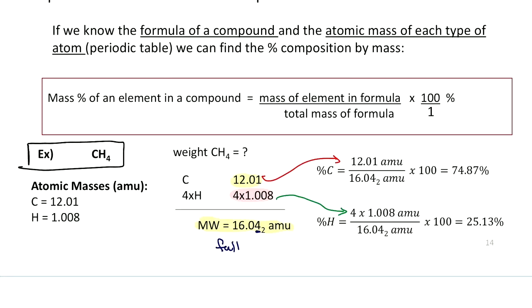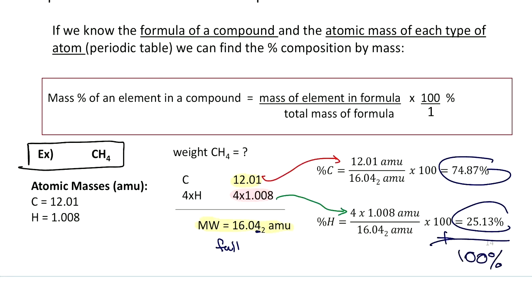So what's special about these 2 percentages? What's special about those 2? If you add them up, you should get 100%. Very good, because this molecule only has carbons, only has hydrogens. So if I get the percent composition of both of those, then both those numbers will add up to 100%.